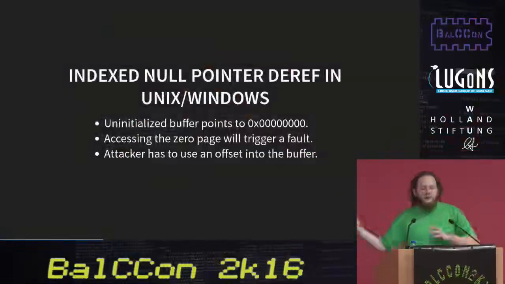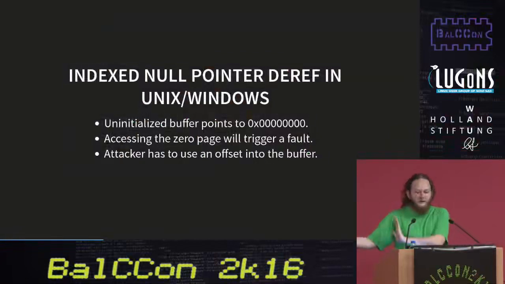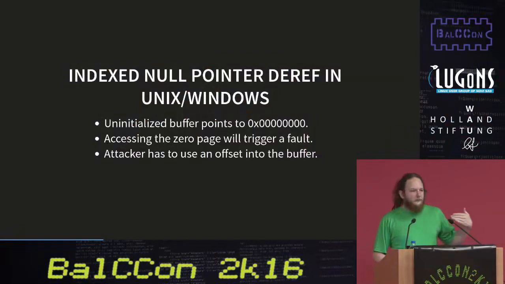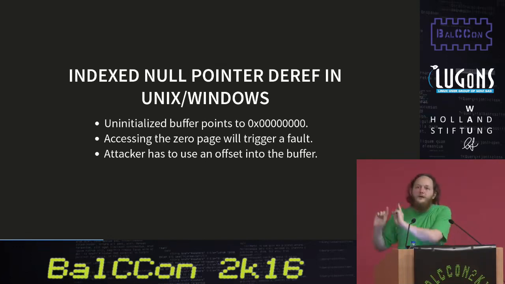So you have this uninitialized pointer that sticks to address 0. On Windows, this would trigger a fault. But in order to exploit it on Windows, you need an offset. You need to be able to say, no, I didn't want 0. I want the 16 millionth item in the array that begins at 0. And that will read far enough up.